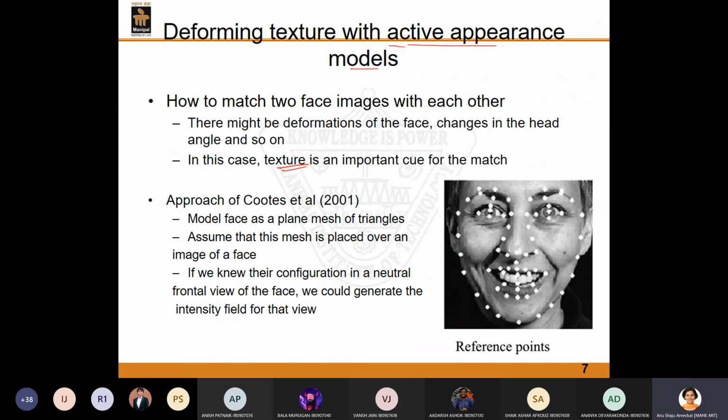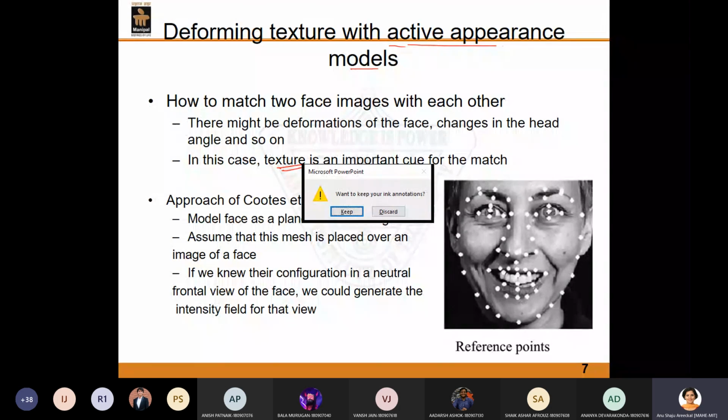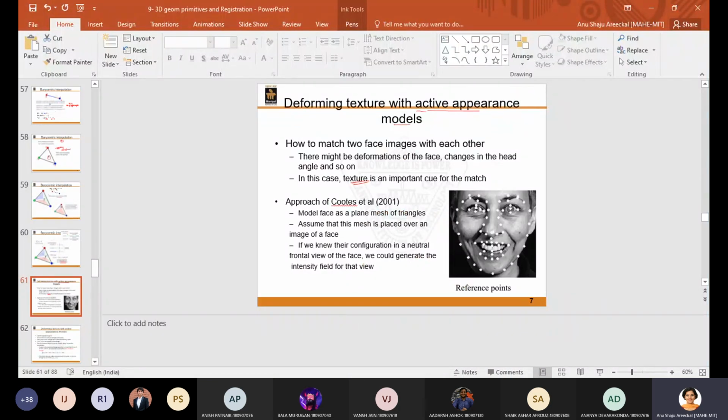So we'll continue in the next class. We'll continue with active appearance models and how they can be used for deformable image registration. We'll see that in the next class. Do you have any doubts so far?